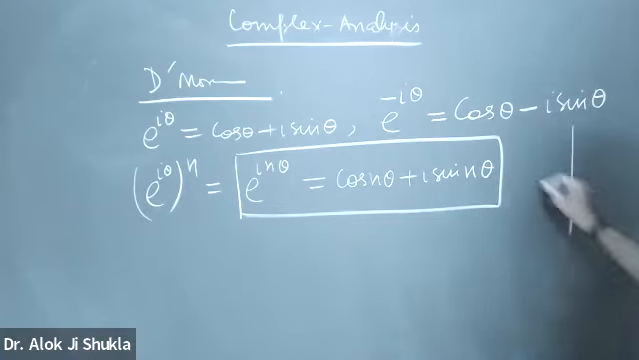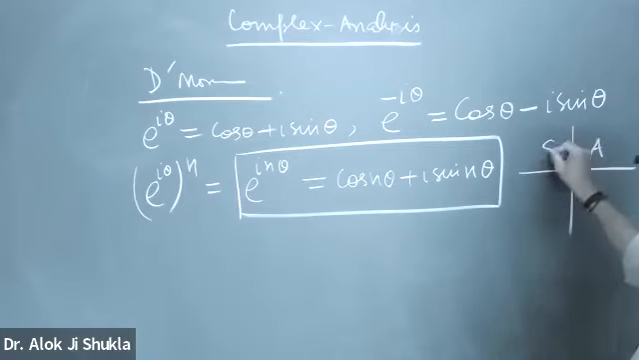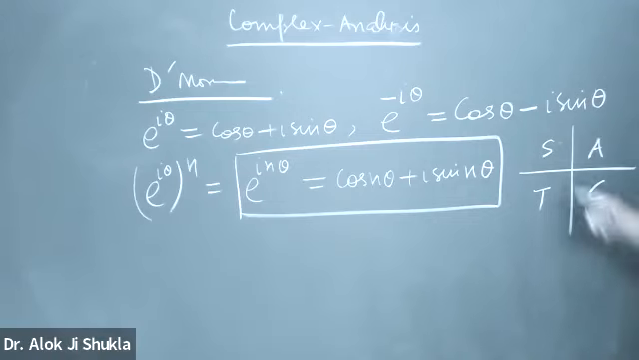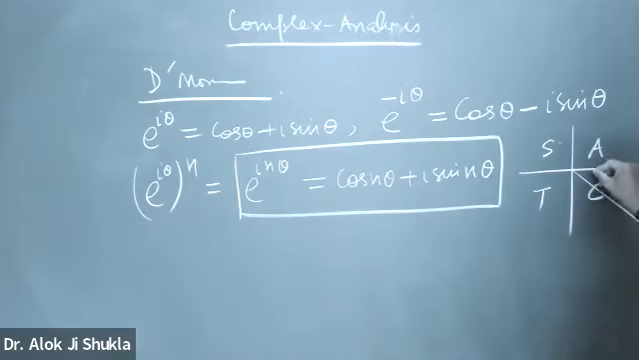Because of this ASTC, cos of minus theta will remain cos theta because it will be in the fourth quadrant, but sine of minus theta will become minus sine theta because in the fourth quadrant. जब आप minus theta लिखोगे, you will come like this. You will enter into the fourth quadrant, and their sign is negative.